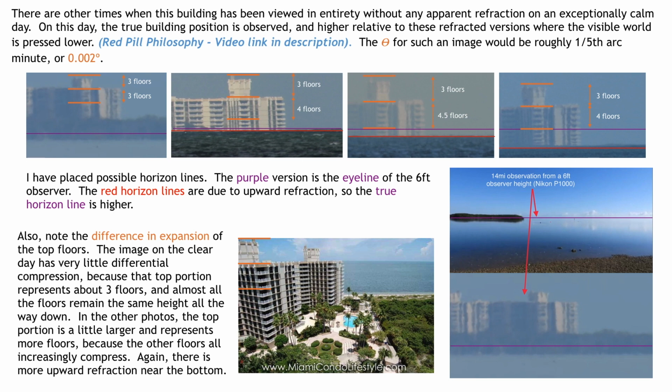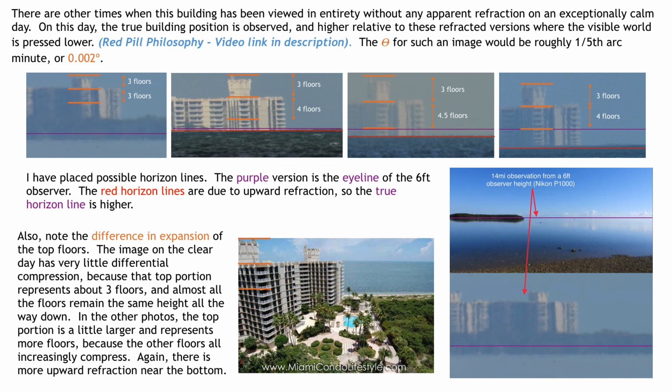So the image we're looking at is on the left there. There's almost no floor compression or differential floor compression within this video. And you can see kind of what the conditions were when this was filmed. So on the lower right, you can see essentially a crystal clear day with no waves of any kind. You see a nice mirror line of the clouds above, and the red arrow is pointing to what we're actually observing within this video. It's incredibly far away. So again, it's about a 14-mile observation from a 6-foot observer height with a P1000.